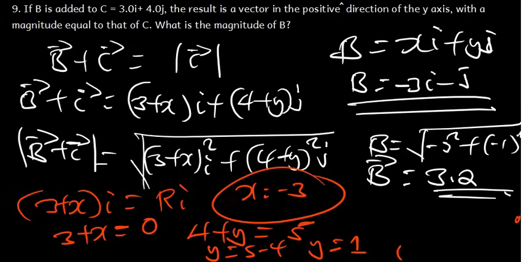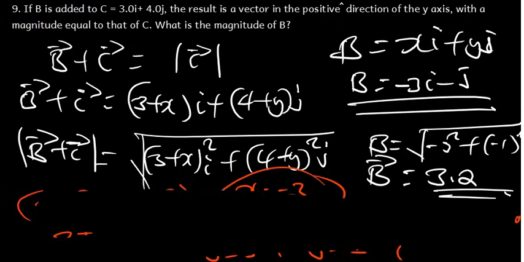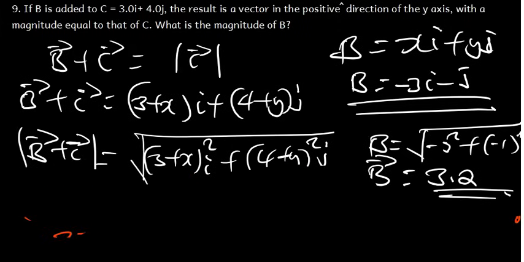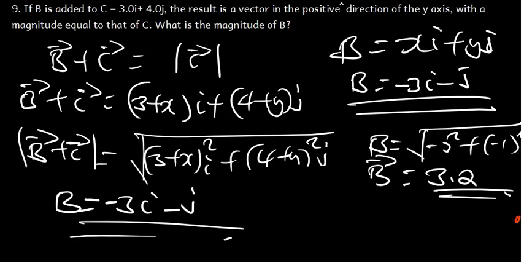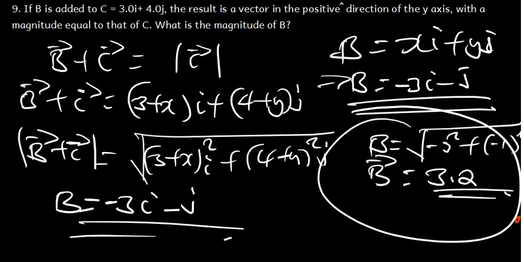But you can even leave your answer here to say B is negative 3i minus j. That is just okay. Or you can find this, and after finding this, you also get this. Then you're going to get the magnitude to be 3.2. As simple as that.